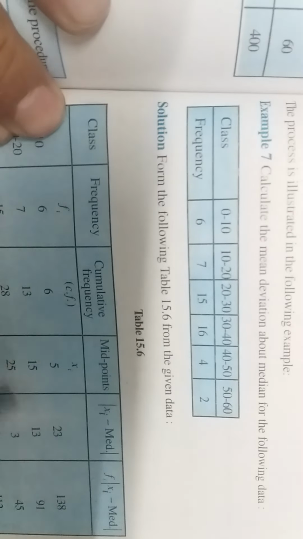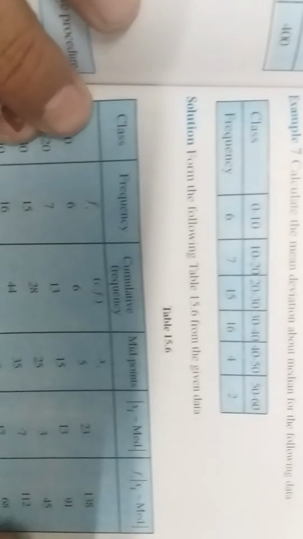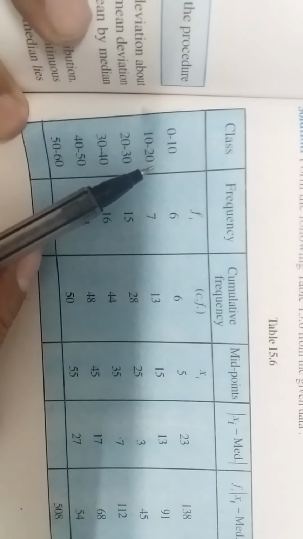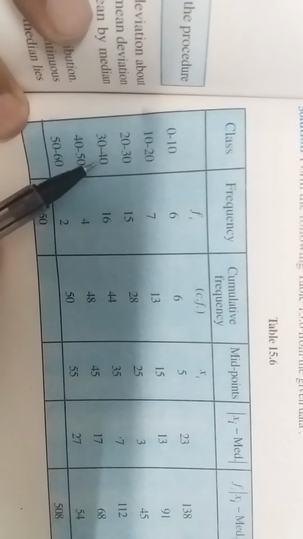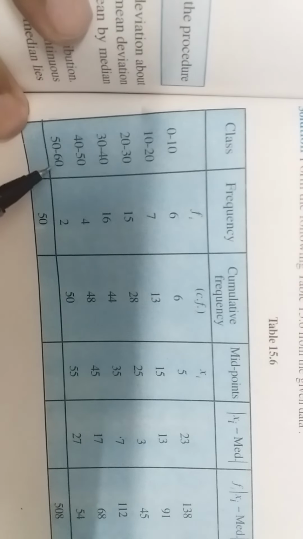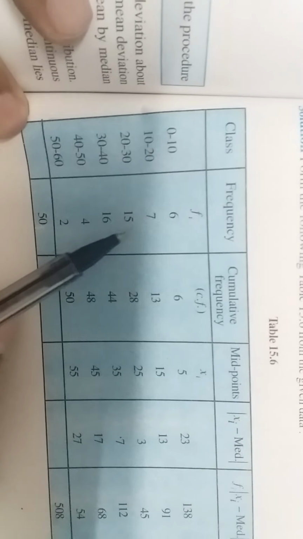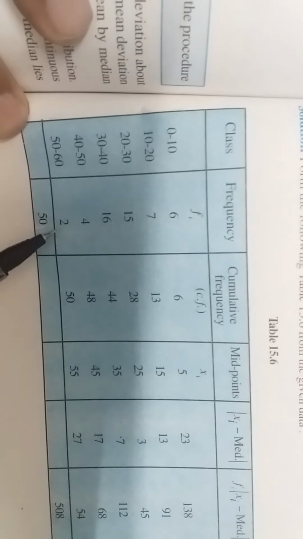So first we will calculate the median. As we did in 10th, we will write classes 0 to 10, 10 to 20, 20 to 30, 30 to 40, 40 to 50, 50 to 60. Then we will write the frequency 6, 7, 15, 16, 4, 2. The total frequency is 50.